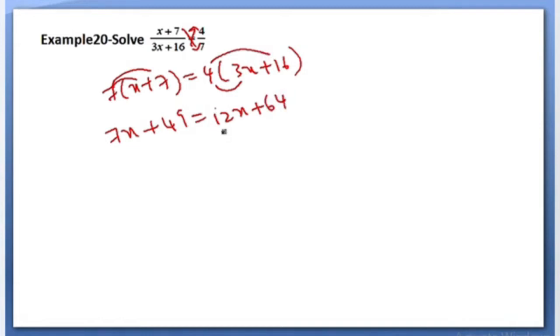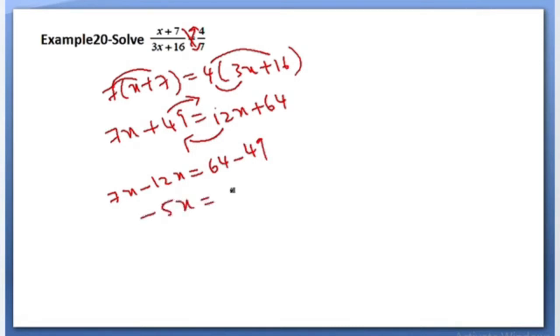Then next you need to transfer this plus 12x to the left side and plus 49 to the right side. So 7 times x minus 12x we have. Then next we have 64. You should transfer this plus 49 to the right side, it will become minus 49. Now you can subtract, that is 7 minus 12, that is minus 5x, which is equal to 64 minus 49, will become 15.